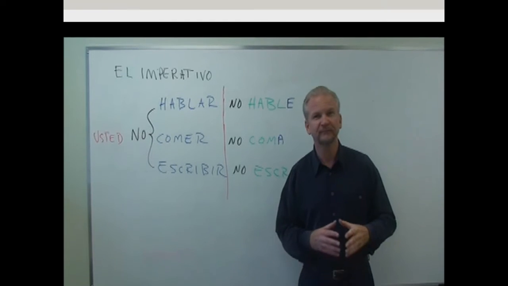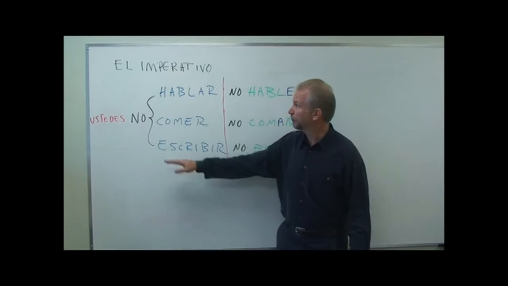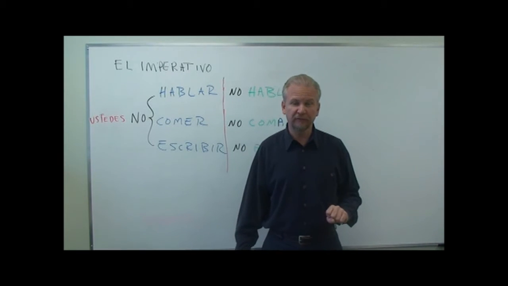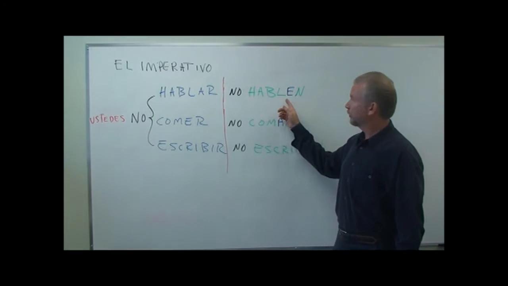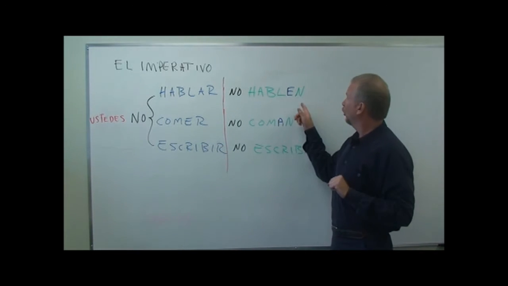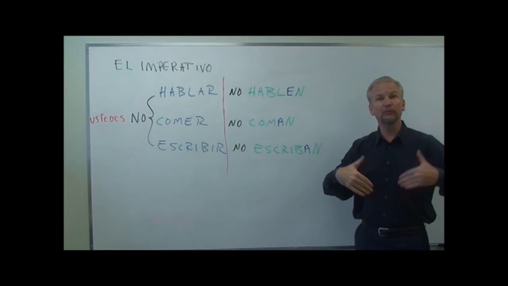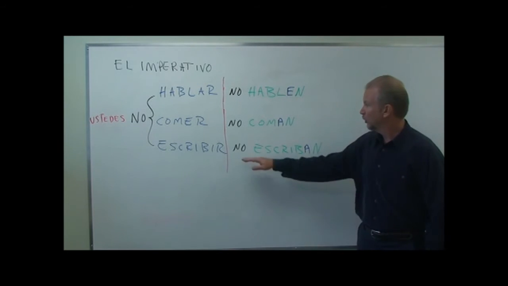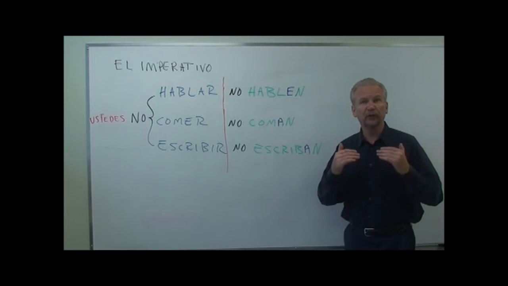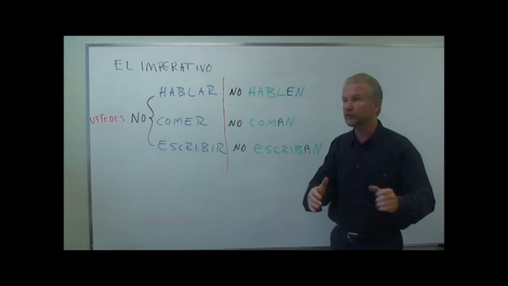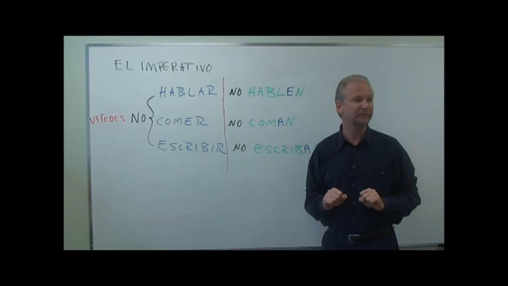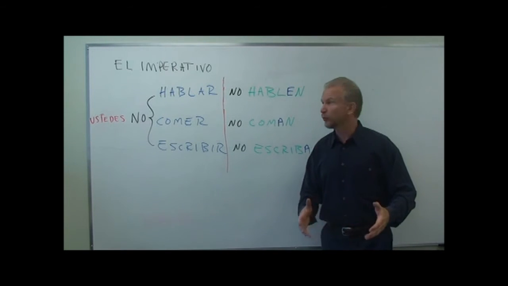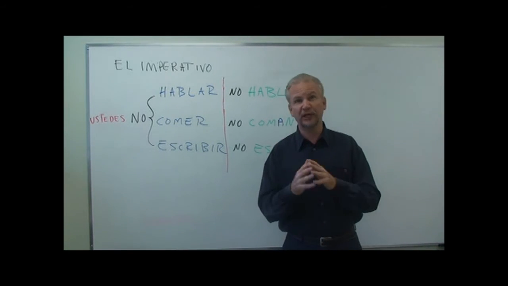Well, as you might guess, the ustedes form, the plural you, has the same conjugations in the positive and the negative. So if you want to tell a group of people don't speak, no hablen. If you want to tell them don't eat, no coman. If you want to tell them don't write, no escriban. So if you want to tell them to write in the positive command, you would just say escriban sus nombres, write your names. If you want to say don't write, no escriban. So those forms with ustedes are conjugated exactly the same way.